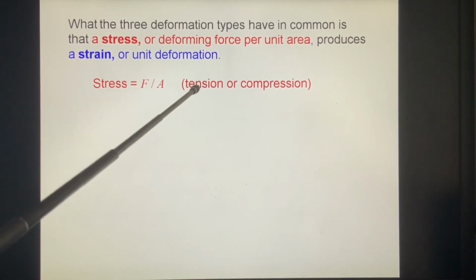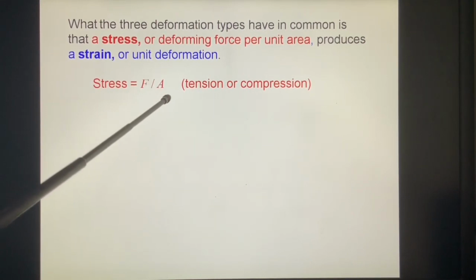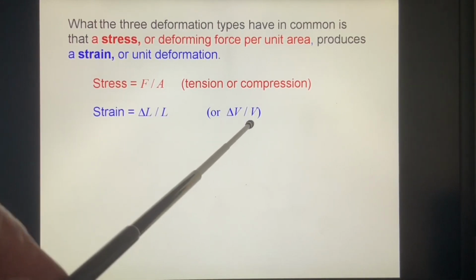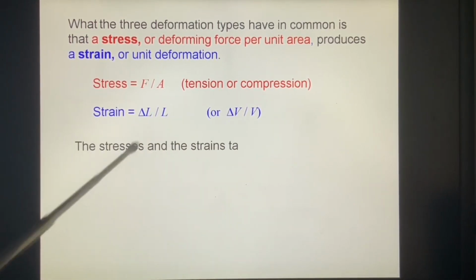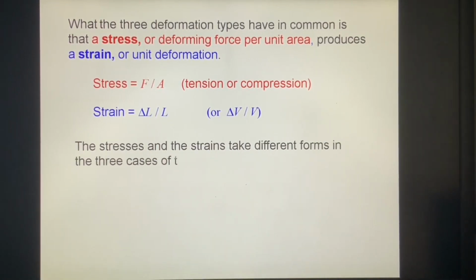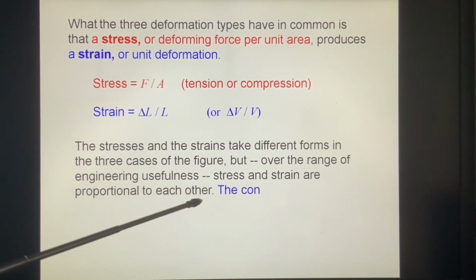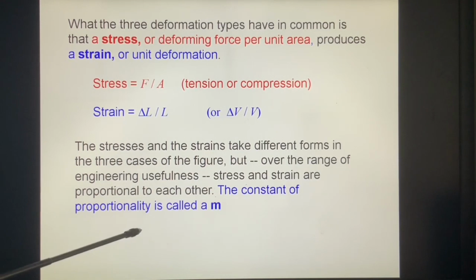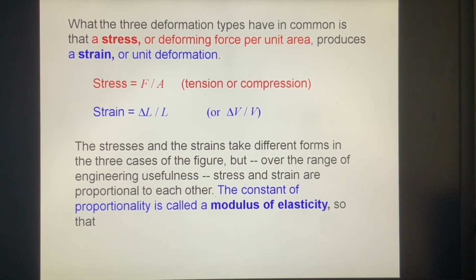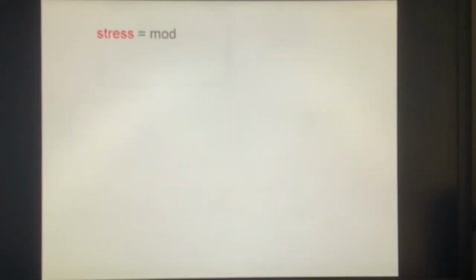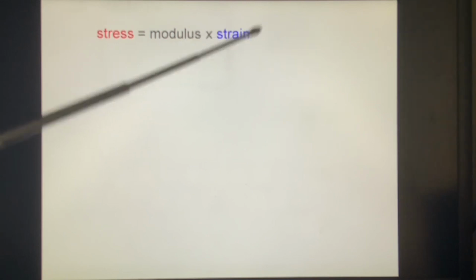Stress, in tension or compression, is force divided by area. Strain is relative length change or relative volume change. The stresses and the strains take different forms in the three cases of the figures, but over the range of engineering usefulness, stress and strain are proportional to each other. The constant of proportionality is called the modulus of elasticity. So stress equals modulus multiplied by strain.